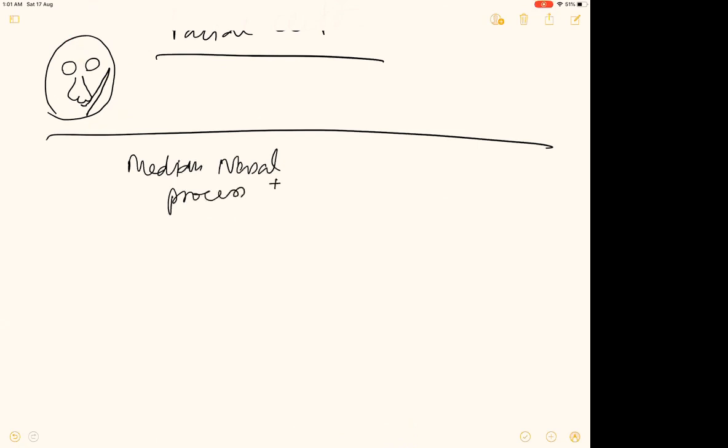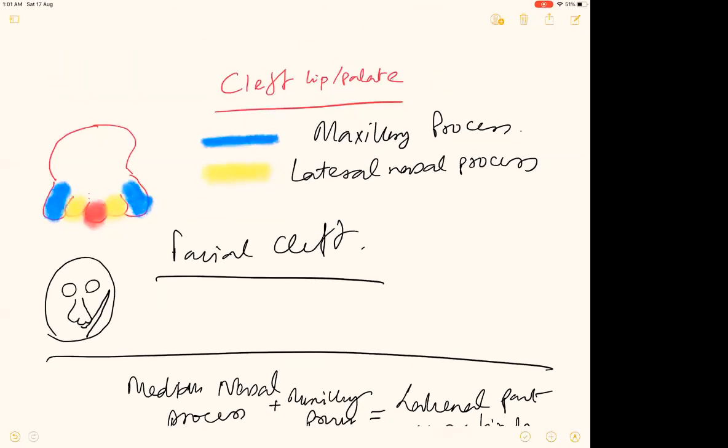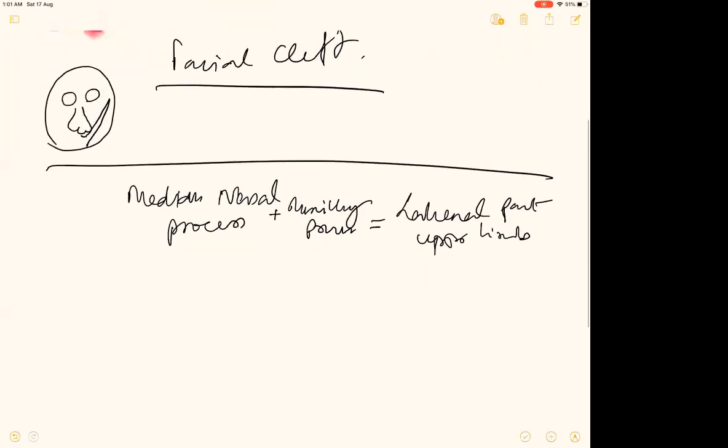Now, please remember that the medial nasal process plus the maxillary process will give rise to the lateral part of the upper lip. So please remember that the medial nasal process in this picture can fuse with the maxillary processes and form the lateral border of the upper lip.